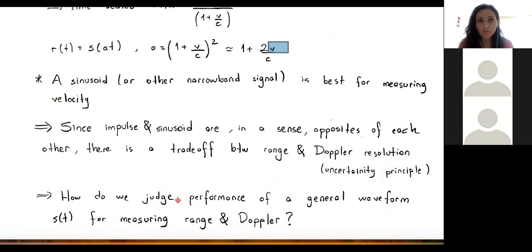And how we can understand that trade-off is going to be through the ambiguity function, and we're going to discuss that in the next lecture.